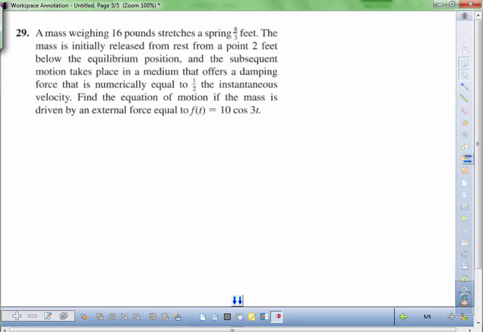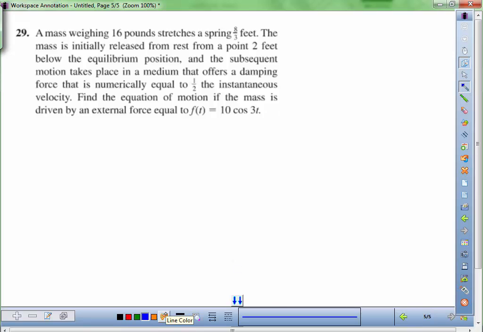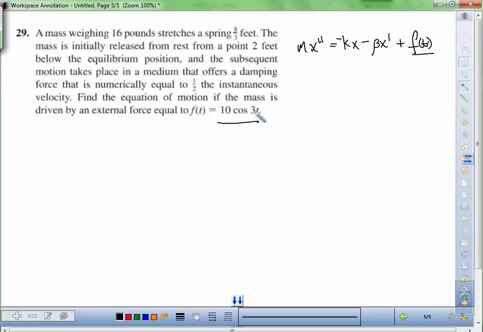Okay, find the equation of motion of the mass driven with the external force of this. So we have an external force. Okay, our magic equation looks like this. M x double prime is equal to negative k times x minus beta times x prime. But now we have an external force, and that external force is given to us by this function. So we need a few facts. We need 3 constants to figure out.